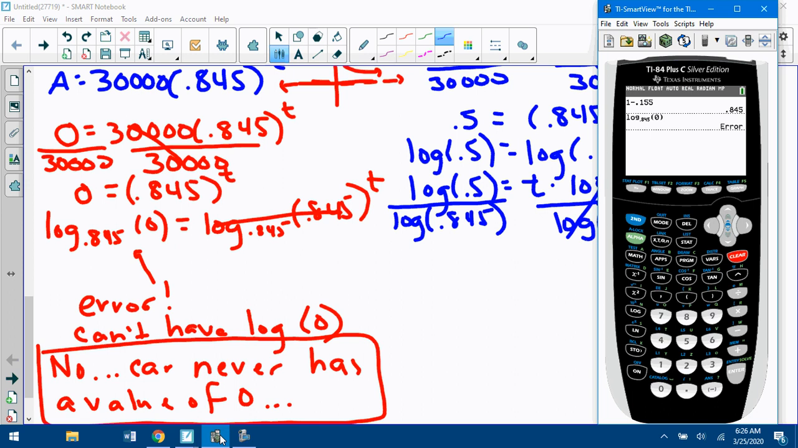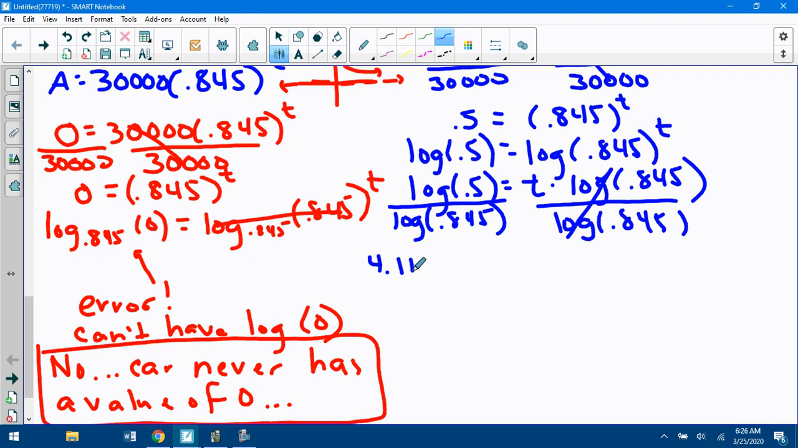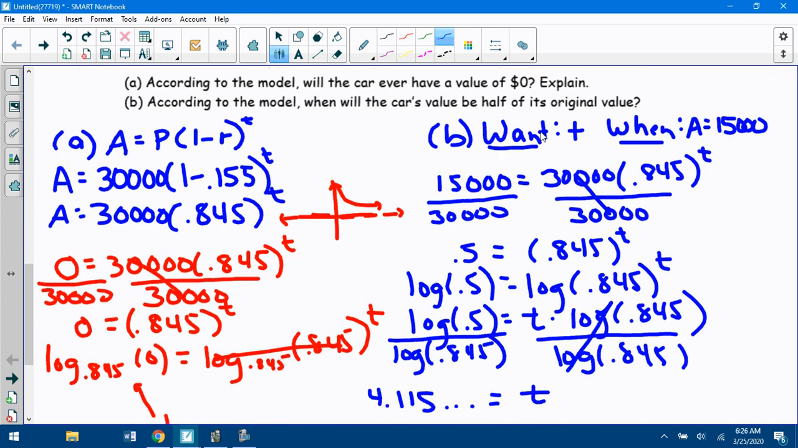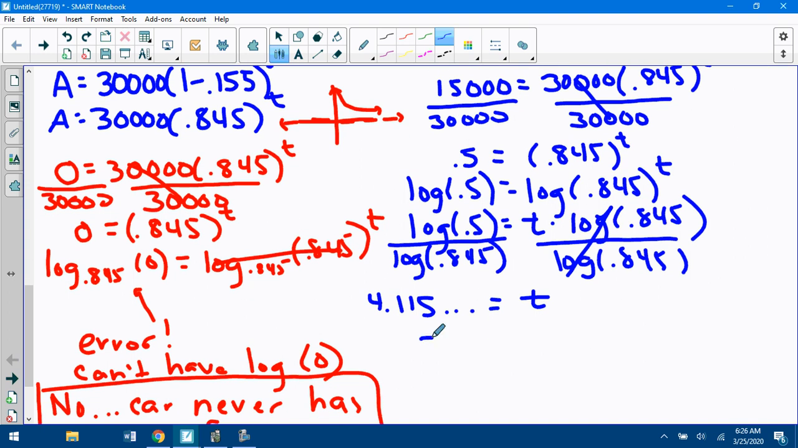And then go to your calculator, type in log of 0.5 divided by log of 0.845, and I get 4.115 equals t. What did it say to round to? It didn't, so we'll say about 4 years. It's going to be worth half of its value. Okay, so again, if you have the log base key, just taking log base 0.845 probably would have been the way I would have gone, but I wanted to give you this other option for when you have a weird base or if you don't have that key.